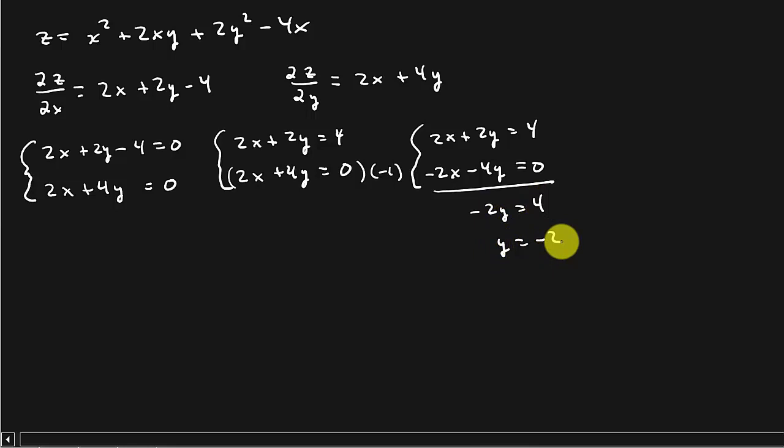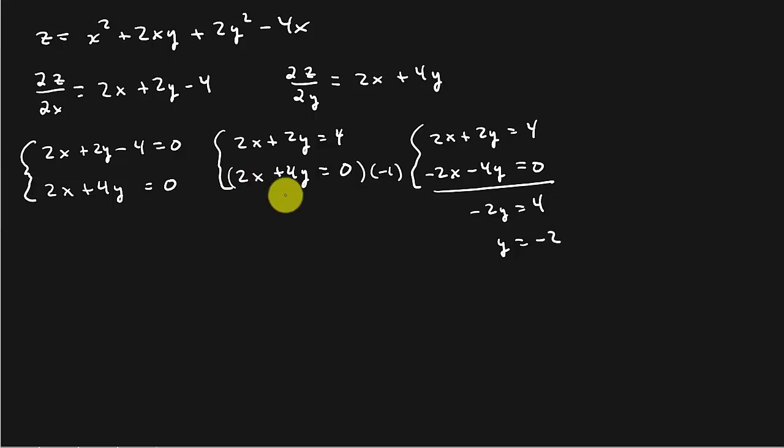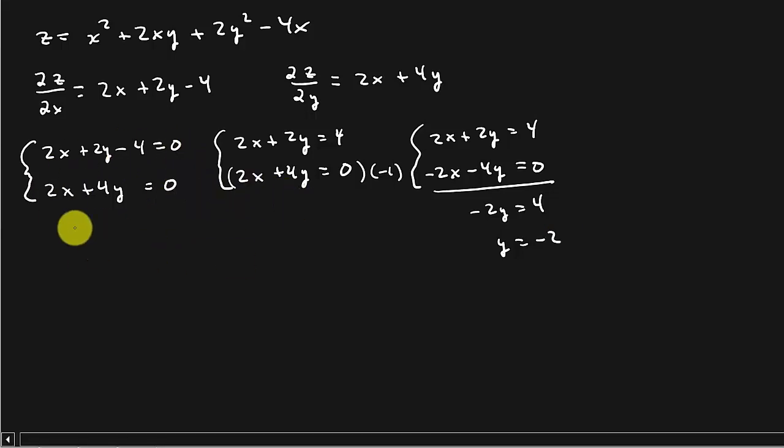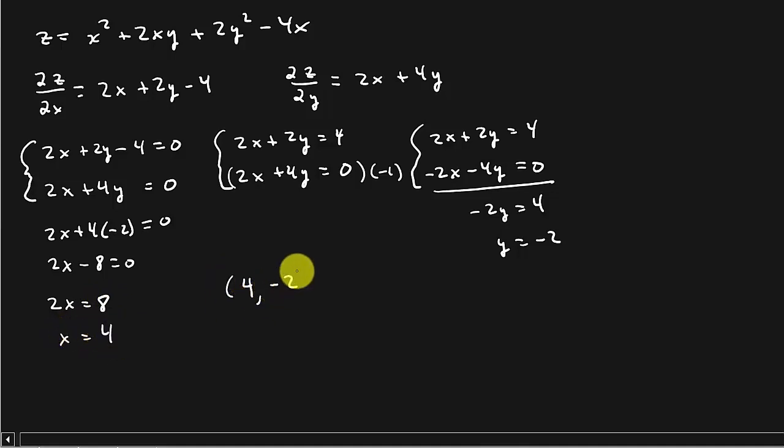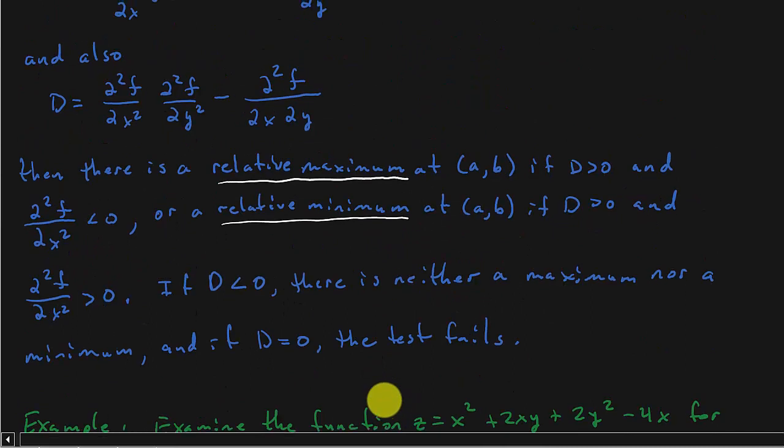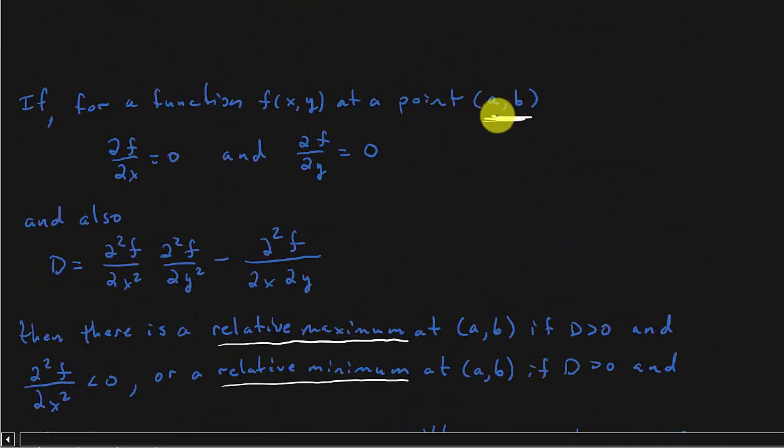And then I'm going to take the negative 2 and plug it into any of these. I guess I'll just plug it into maybe this one. It doesn't matter. So I get 2x plus 4 times negative 2 equals 0. So that's 2x minus 8 equals 0. 2x equals 8, so x equals 4. So what that does is give me the point 4, negative 2. That is your point (a, b) right there.